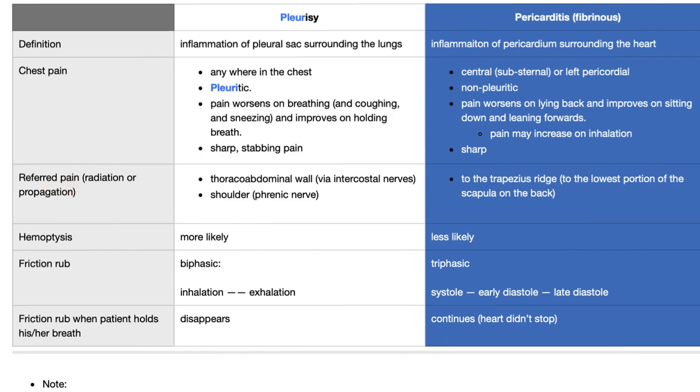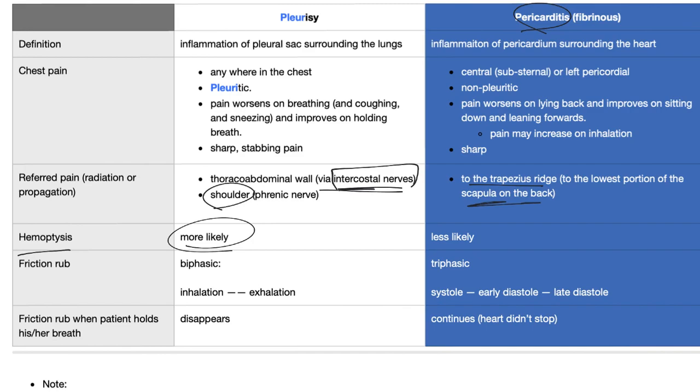Referred pain, radiation or propagation of pain. If it's pleurisy, it's going to propagate to the thoracoabdominal wall. So you can have pain in the anterior abdominal wall, believe it or not, due to pleurisy. This is called referred pain, and the nerve here is the intercostal nerve. Or it can refer to the shoulder, and this is the phrenic nerve. In case of pericarditis, it refers to the trapezius ridge, and the scapula on the back.